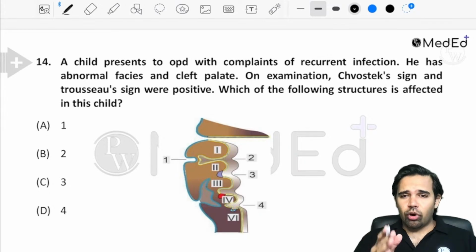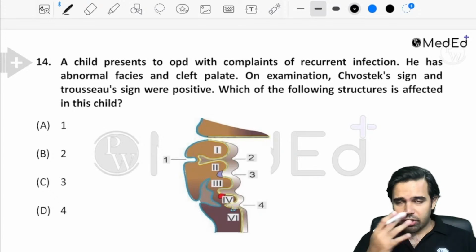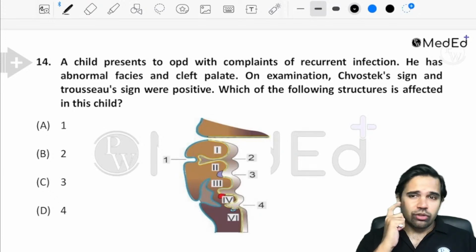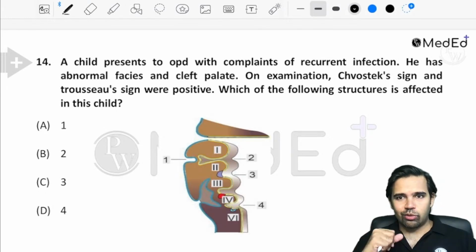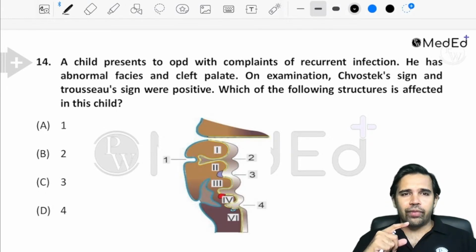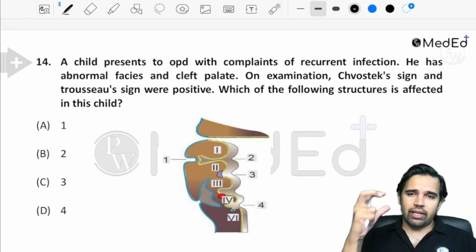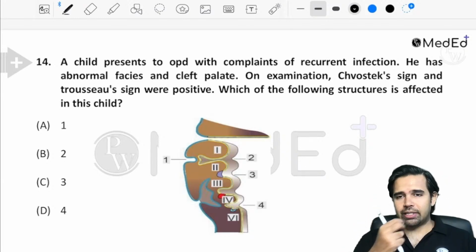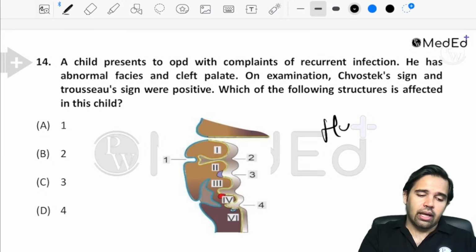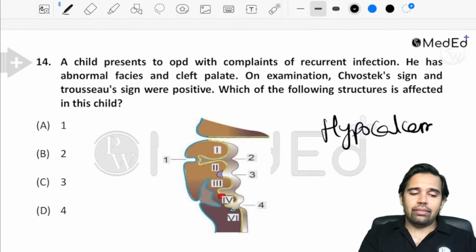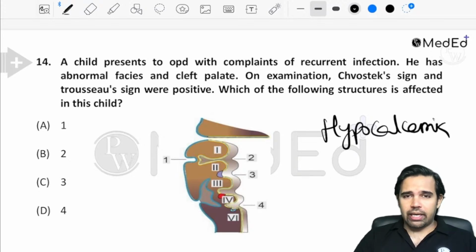So first let's understand what this child has. Now abnormal facies and cleft palate can be many syndromes. Chvostek sign is basically when you tap on the face and you see twitching over here. And then there is the Trousseau sign, where you inflate the blood pressure cuff and then you have carpopedal spasm because of a condition called hypocalcemia. Hypocalcemic tetany basically causes this.